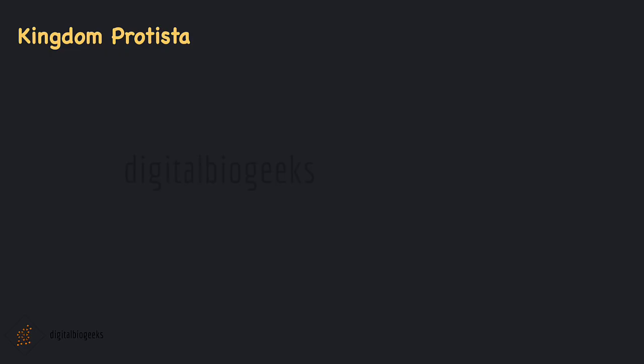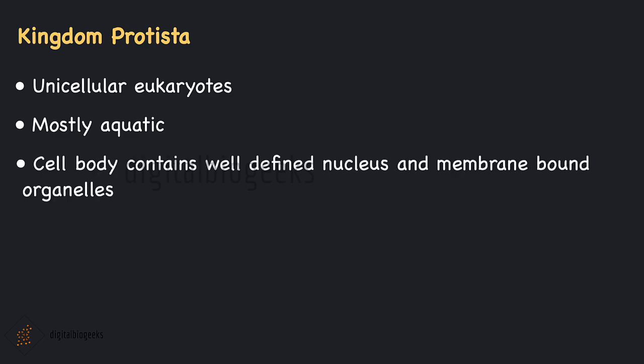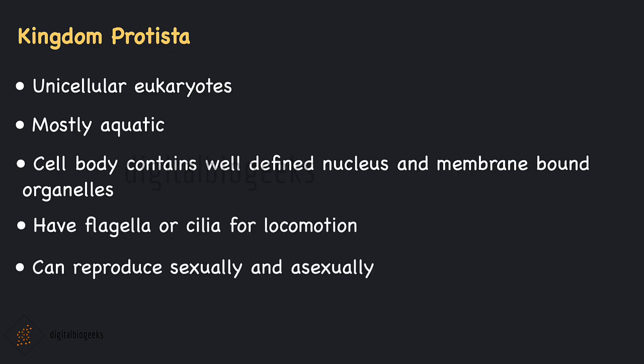Moving on to the kingdom Protista. All unicellular eukaryotes come under this kingdom. They are mostly aquatic. Their cell body contains a well-defined nucleus and membrane-bound organelles. Some have flagella or cilia for locomotion. They can reproduce asexually and sexually by cell fusion and zygote formation.